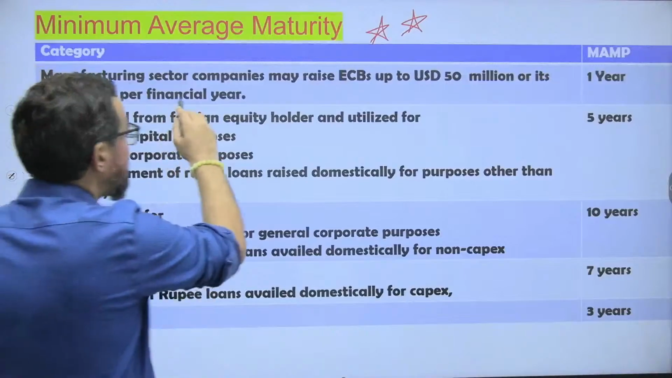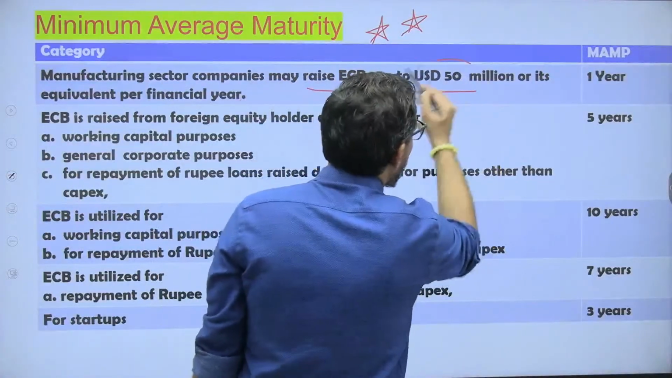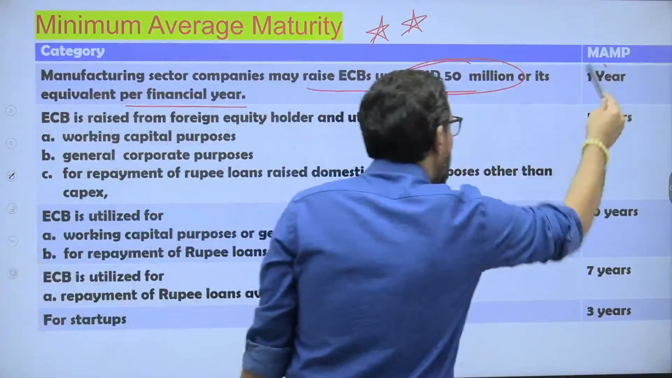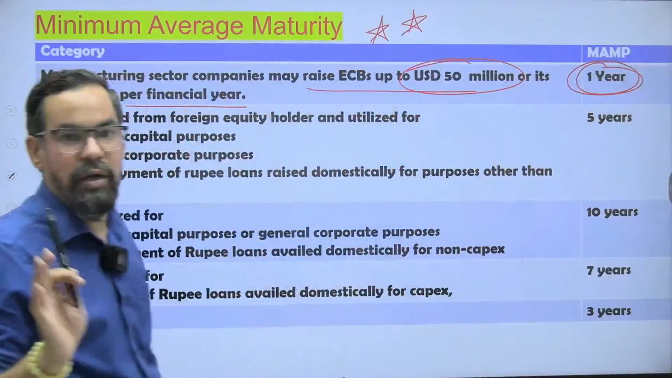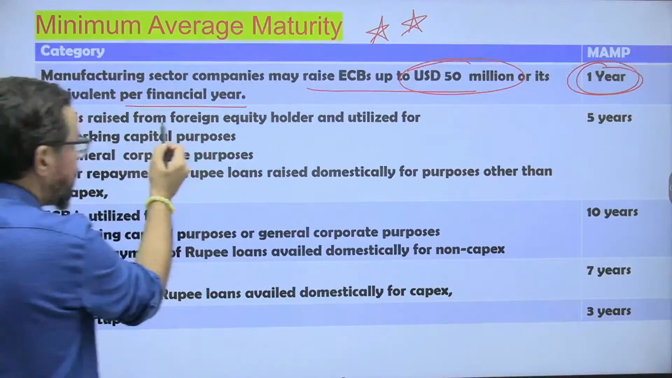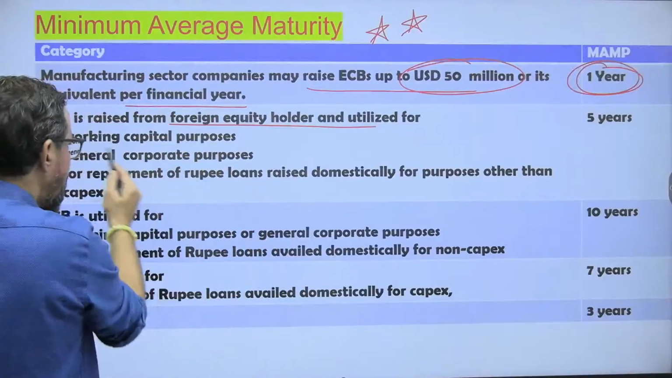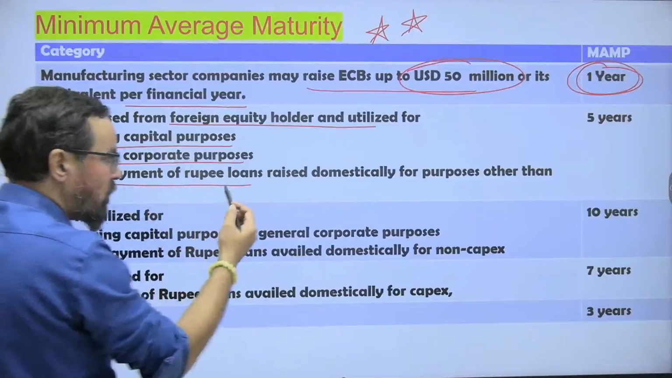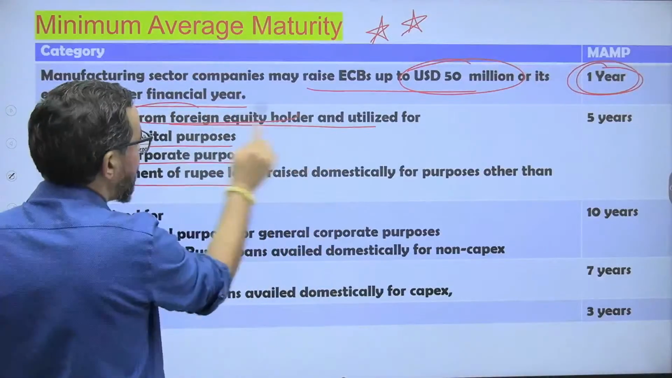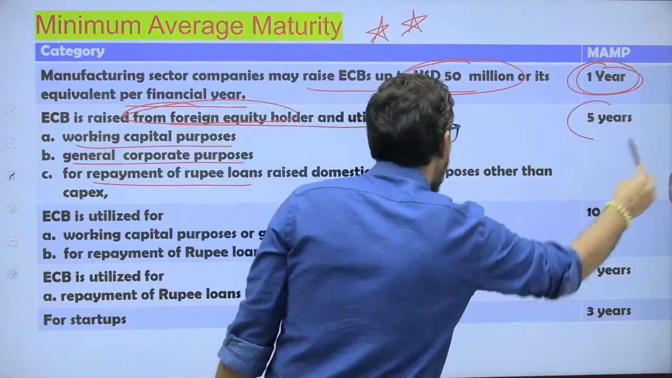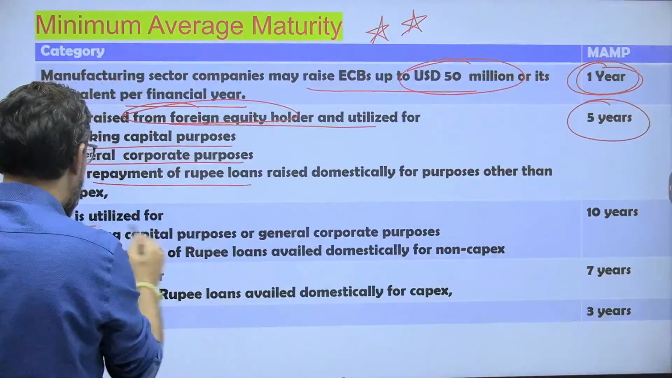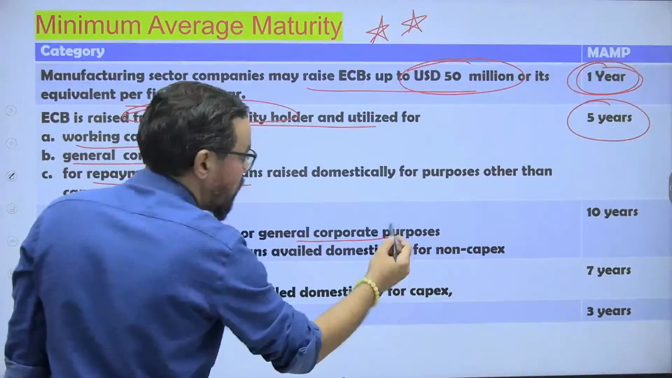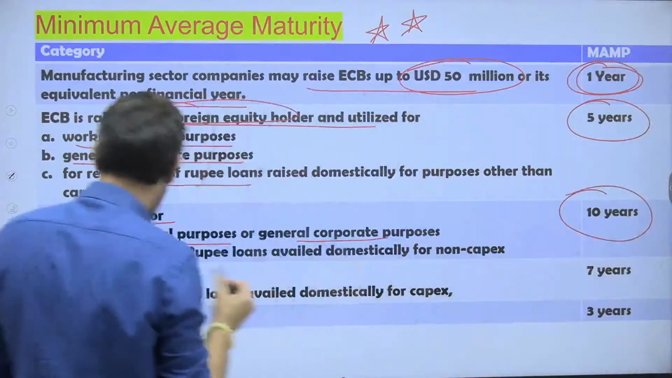Manufacturing sector companies can raise ECB up to 50 million or its equivalents per financial year, where minimum average maturity period can be 1 year. They have one option. ECB raised from foreign equity holders, utilized for working capital purpose, general corporate purpose, or repayment of rupee loan. So where we have foreign equity partners, it can be 5 years. ECB utilized for working capital purpose or general corporate purpose, it is 10 years.